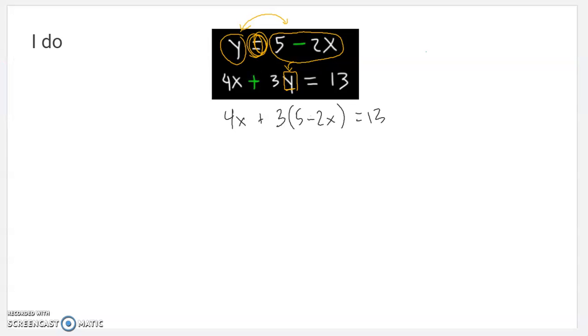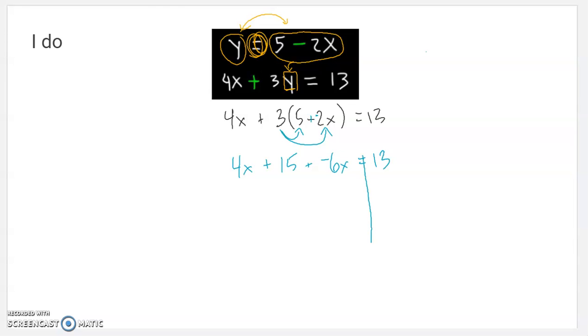So let me now add the opposite. Let me get rid of the subtraction. So first step in solving this is to get rid of these parentheses. I'm going to use the distributive property here. So I'm going to have 4x plus 3 times 5 is 15. 3 times negative 2x is negative 6x equals 13.